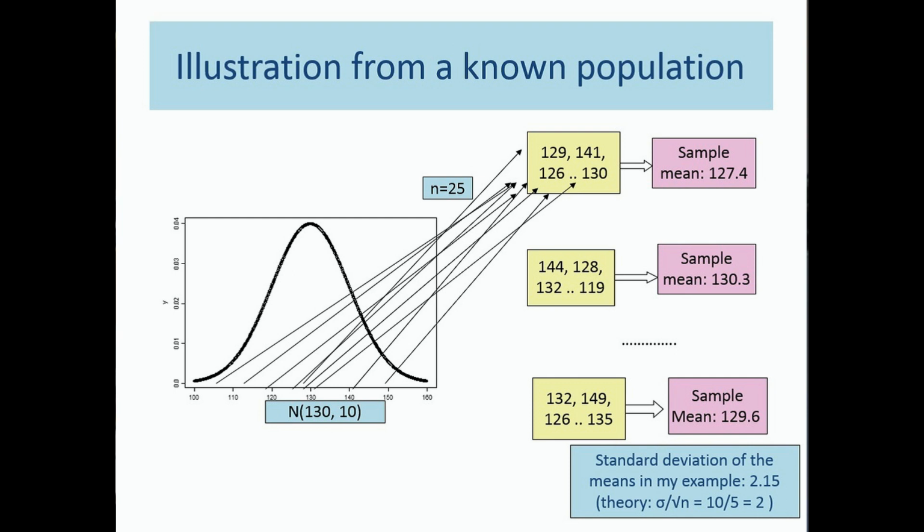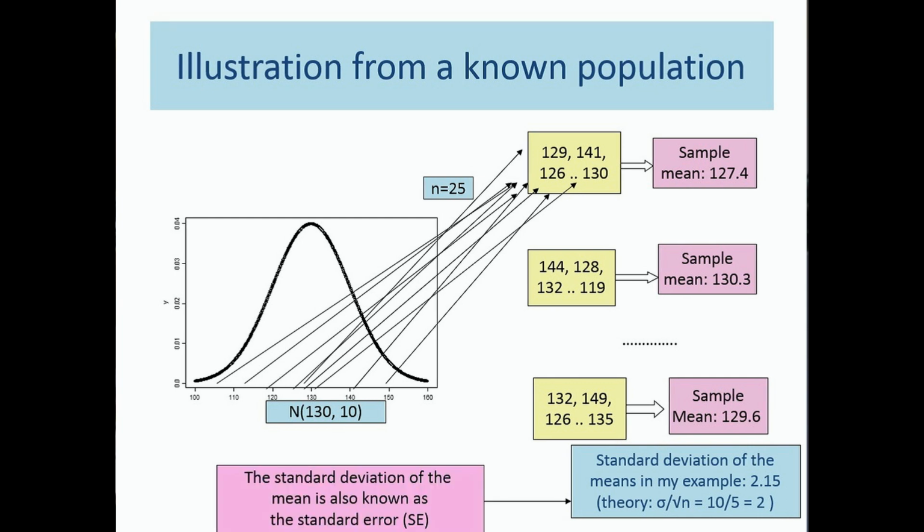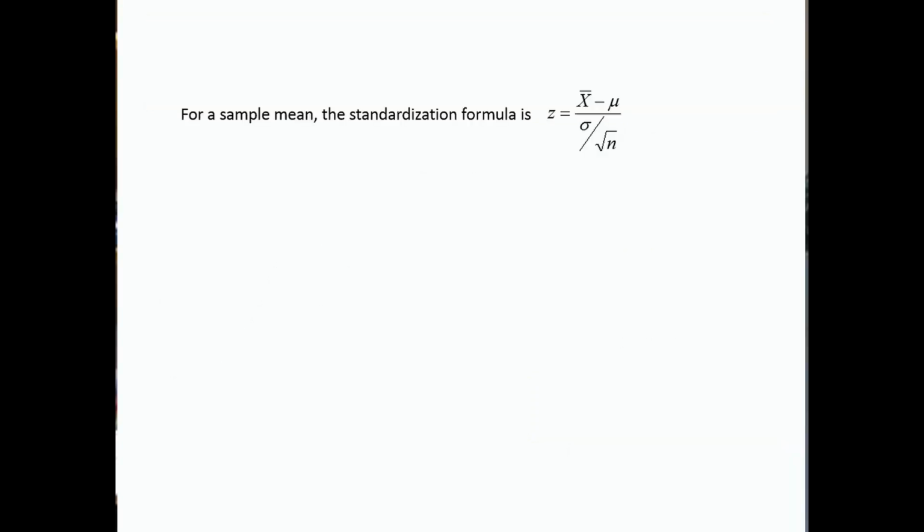Mathematical theory shows that the standard deviation of sample means equals the standard deviation of the population divided by the square root of n, in which n is the sample size. This standard deviation of the mean is also known as the standard error. For standardization of a sample mean, we use the formula z equals the sample mean minus the population mean divided by the standard error. Standard error given as sigma divided by the square root of n.